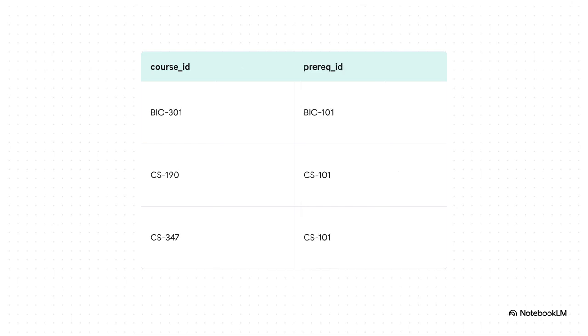And here's its partner in crime, the prereq table. It's super simple. It just connects a course ID to the ID of its prerequisite. The course ID is the link, but here's the problem. If you want to know the name of that prerequisite, you have to go back to the first table and look it up manually. What a pain. That's the exact kind of inefficiency we need to solve.